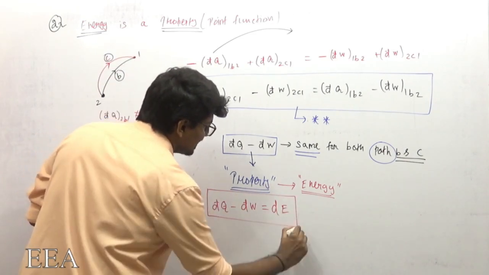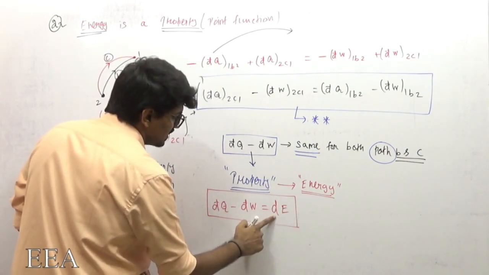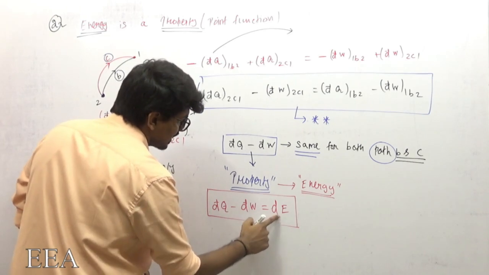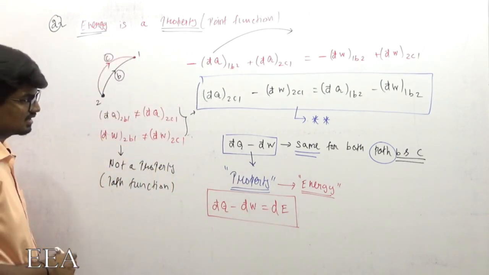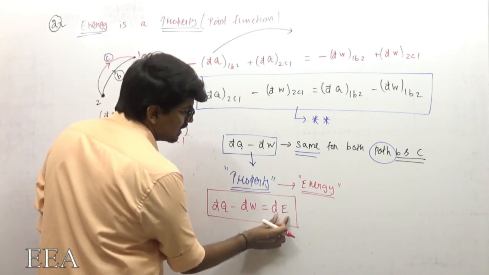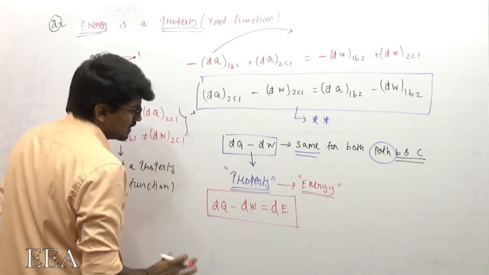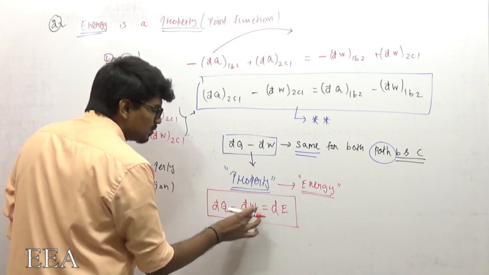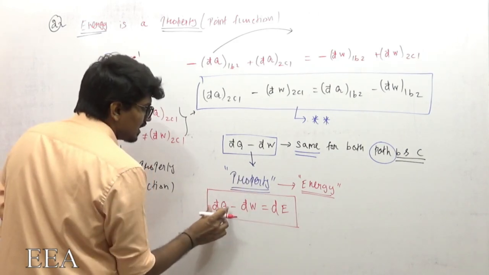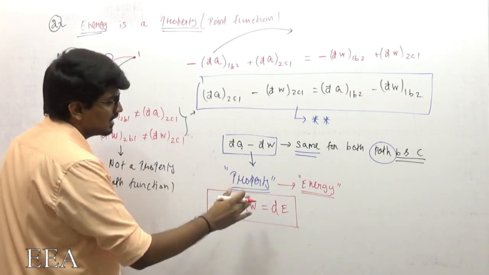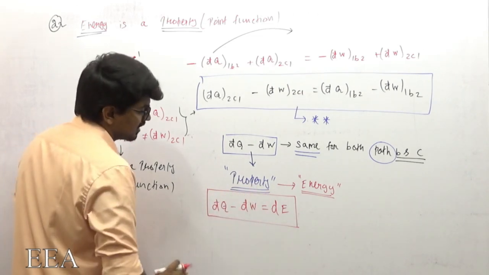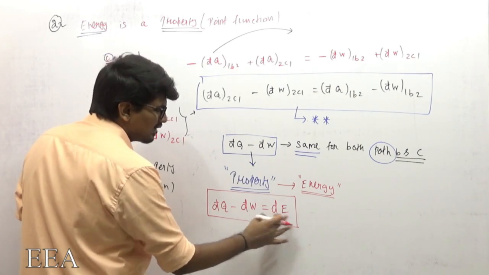Why am I using d here? Why am I not using d dash? Because it is stating that it is an exact differential. It is not an inexact differential. This dE indicates the change in energy. This d'w indicates small work done. This d'q indicates small heat transfer. If I integrate it, I will get the full heat transfer. If I integrate it, I will get the full work transfer.